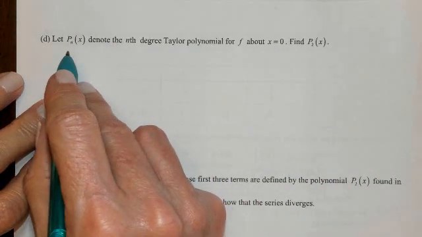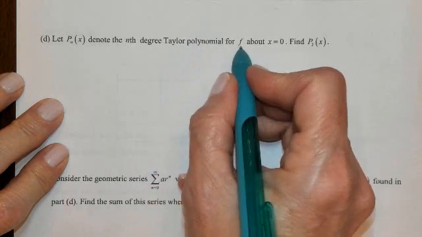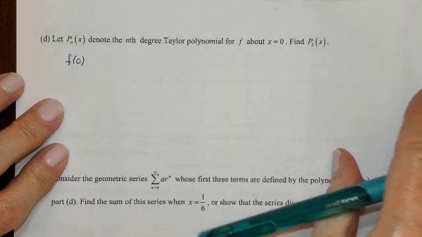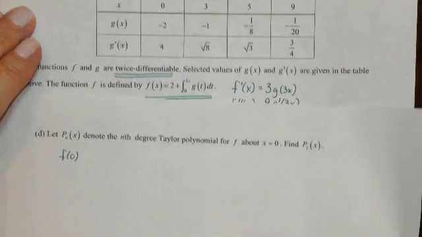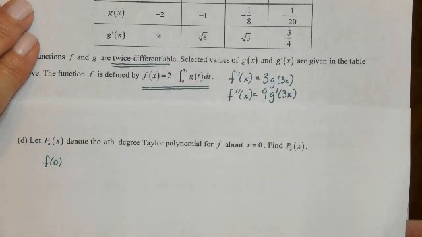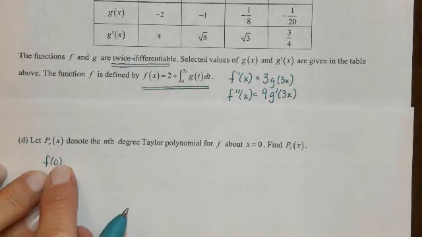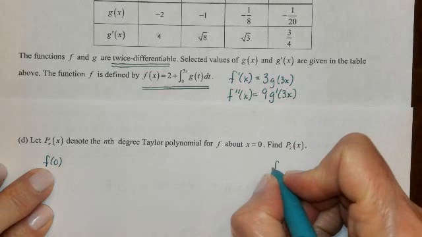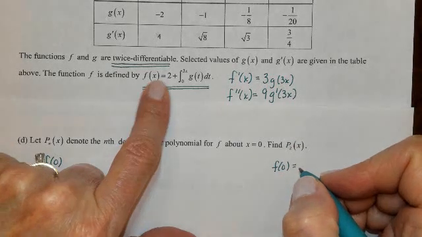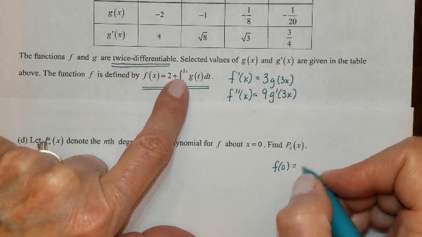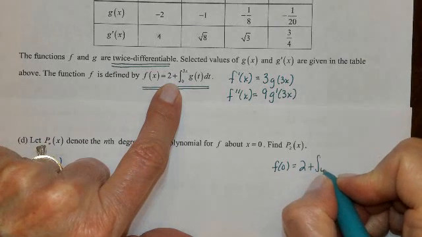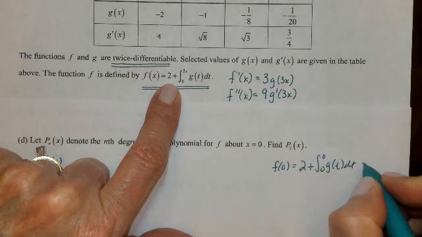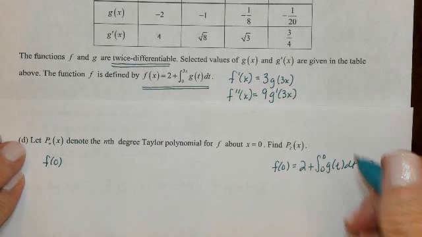Okay. So for any Taylor polynomial for f about 0, we start with f of 0. We need f of 0. So let's go back to our little information here. I'm going to go off to the side here and find f of 0. For f of 0, we are going to replace the x with 0, right? So I'll have 2 plus the integral from 0 to 0 of g of t. Well, that integral is just 0, so the function value at 0, f of 0, is just 2.